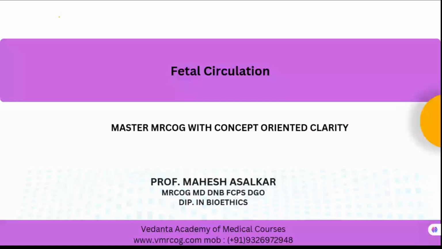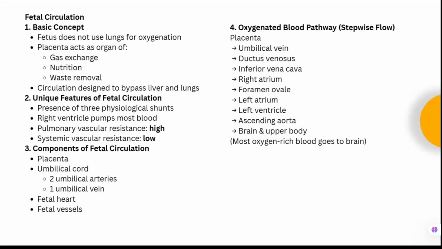Now, what is the basic concept as far as fetal circulation is concerned? The fetus does not use the lungs for oxygenation. What is the organ which is responsible for oxygenation? It is the placenta. So the placenta acts as an organ of gas exchange, nutrition, and waste removal. Circulation is designed to bypass the liver and the lungs. So there is a bypass at the level of the liver and at the level of the lungs.